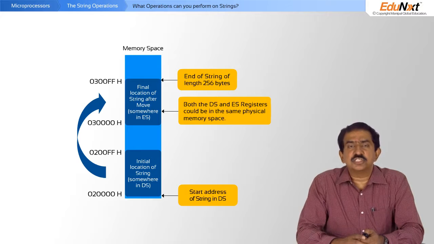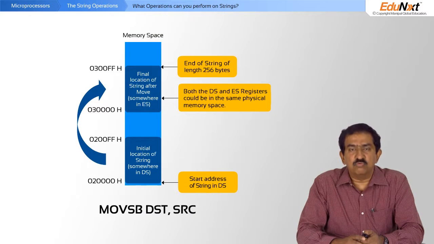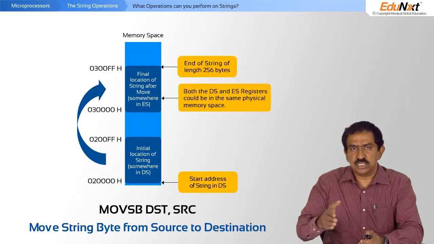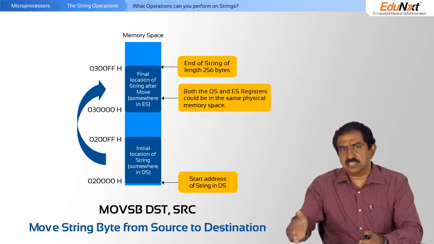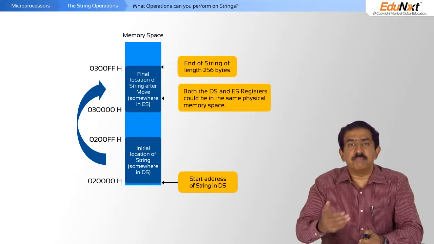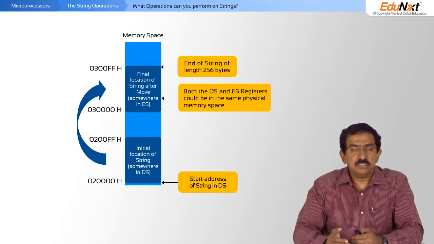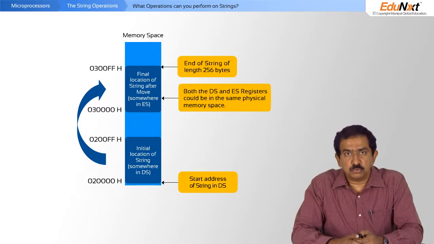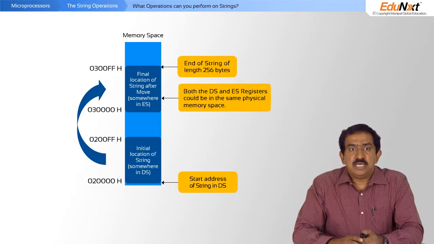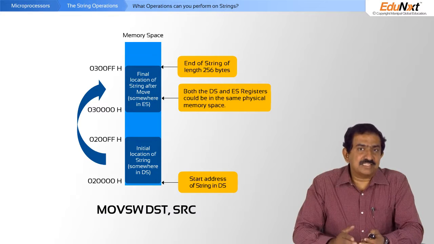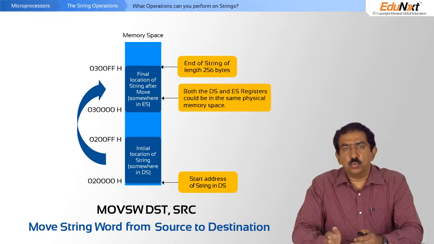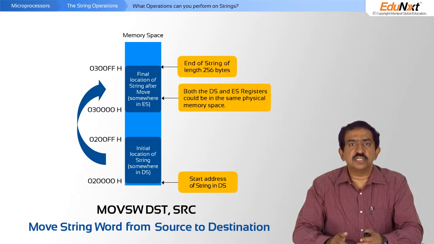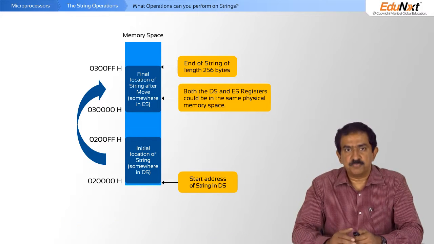So there are two instructions that can help you do this. One is called MOVSB, move string byte from destination to source. So MOVSB, destination address, comma, source address. This moves a byte of information from the locations pointed to by DS to the locations pointed to by ES. And then there is MOVSW, which is move string word from destination, comma, source. So the destination address, comma, source address.